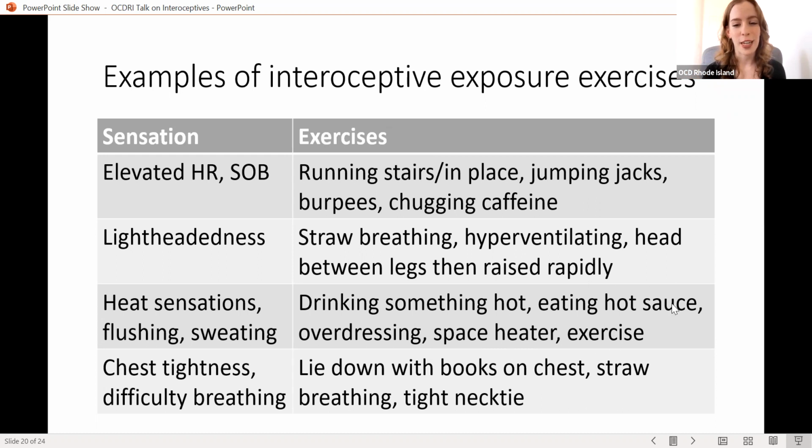This example of eating hot sauce to get flushed and sweaty is really from psychological research. There was a research study where folks with social anxiety had to eat hot sauce before going into a social interaction for the purpose of building up their tolerance to those feelings of being hot and sweaty.